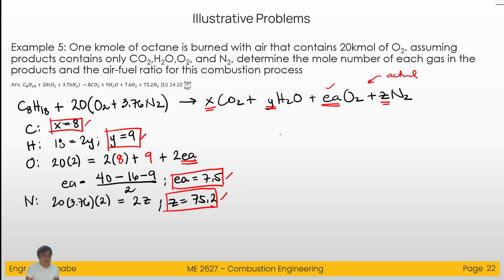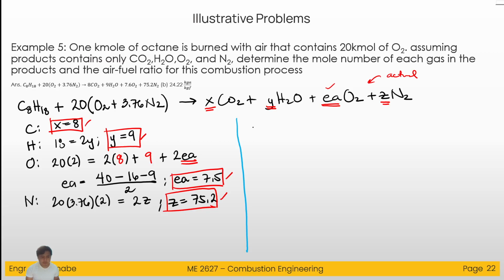Now the next part is to determine the air-fuel ratio of this combustion process. You can do the typical way of solving things. I will show you two alternatives: the one that we actually use, and an alternative method to solve for this. Though there will be a discrepancy, and I will discuss the discrepancy between the two later.